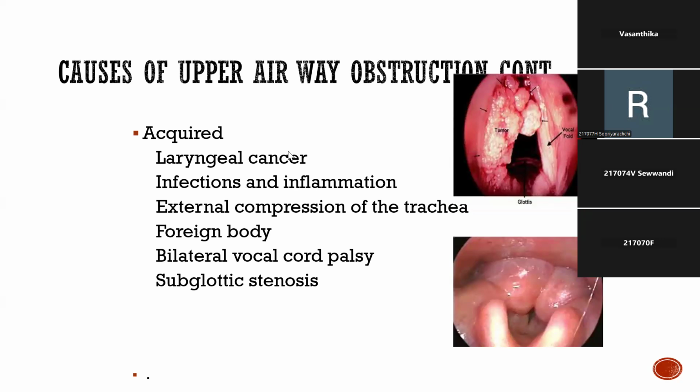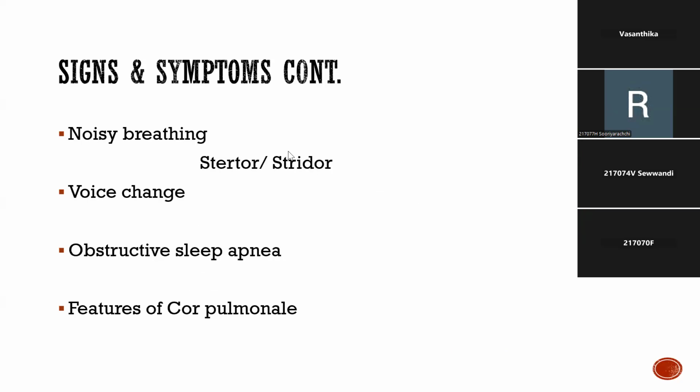If you want to know the acquired causes, they are like laryngeal cancer, infections and inflammations like epiglottitis, subglottic stenosis, bilateral vocal cord palsy, and foreign bodies, which are the commonest cause of upper airway obstructions. So they will present with, as I told you, noisy breathing, voice change, and obstructive sleep apnea pattern. So their breathing during sleep is abnormal.